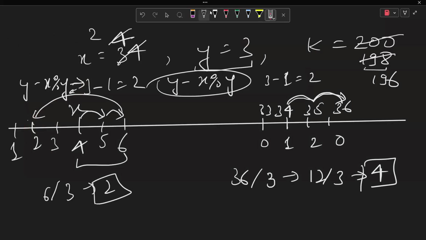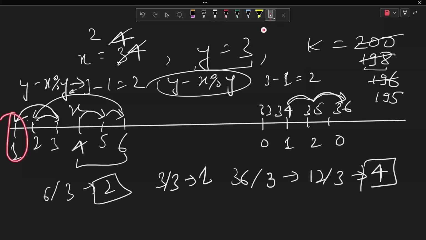So in one step, we would reach 3. So 198 is reduced to 1. So we reach 3, and from 3 by 3 is 1. We again got to 1. Now, once we get to 1, we would stop here because we know it would move in a cycle. So that whole cycle we would calculate in one step.